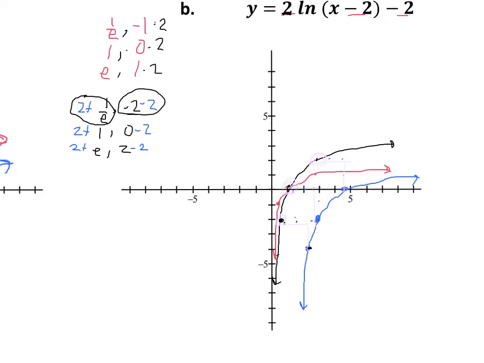Light bulb, it just got brighter in this room. Yeah. Okay, so now, domain and range.